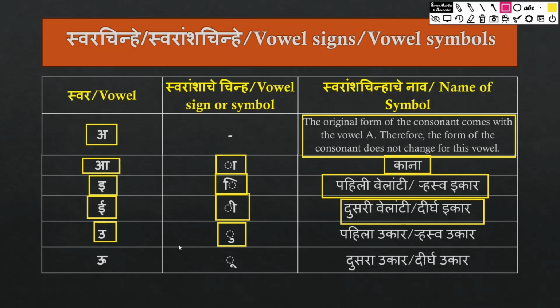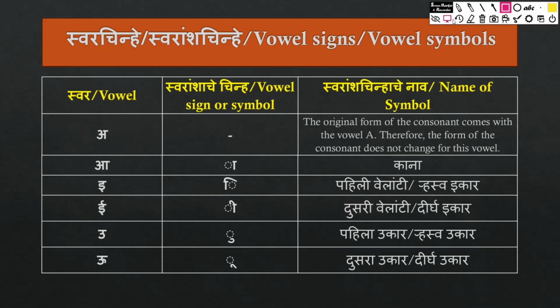Okay, so u, the short sound. What we call that is pahila ukar or hraswa ukar. Pahila means first or short, hraswa means short, and dirgha means long. So here we are getting those words: pahila ukar or hraswa ukar. This is long u. The symbol will look like this, which is dusra ukar or dirgha ukar.